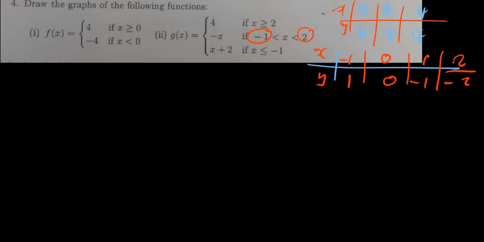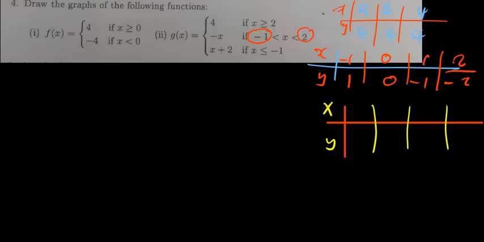Now I go to the third one. The third one should also be simple. I have x and y. Let's just get 3 rows. They are saying that x should be less than or equal to negative 1. So negative 1 will be here because I'm starting from there. Then I'll have negative 2, negative 3. These are the numbers which are less than.